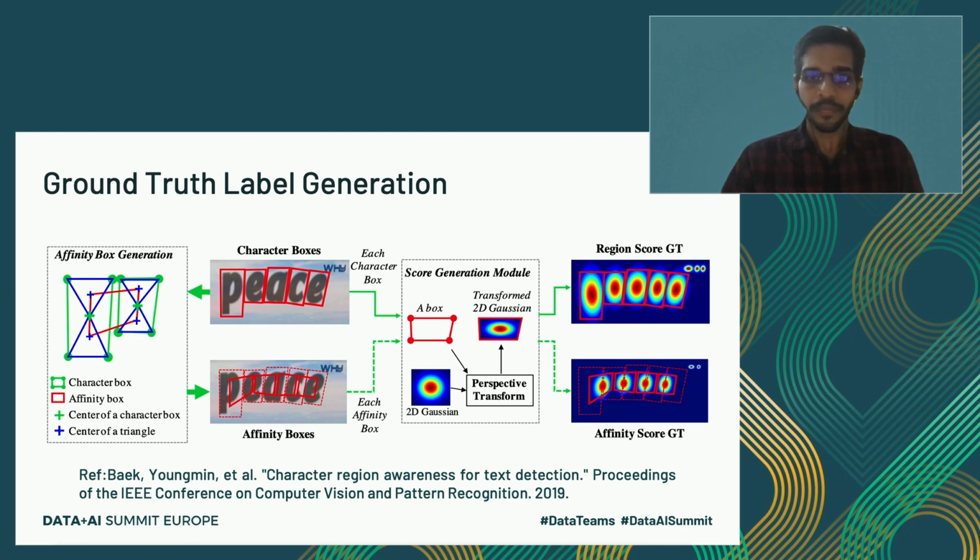Okay, so this is the input image. Ignore the boxes for now. PIECE is nothing but the input image for us, and the ground truth for this image is the region score ground truth and the affinity score ground truth. So this is the input and these two are the outputs. These are basically the masks. Typically in segmentation tasks we have a binary mask, but in this case we have a continuous 2D Gaussian as a mask.